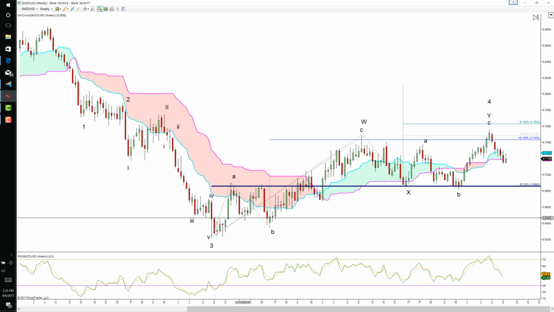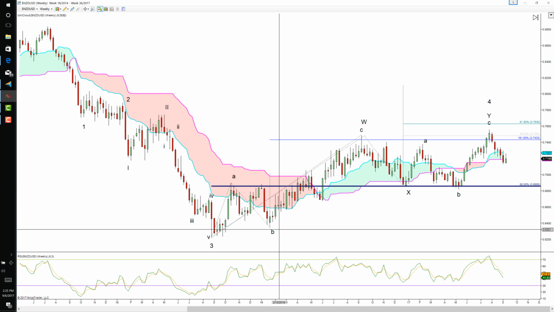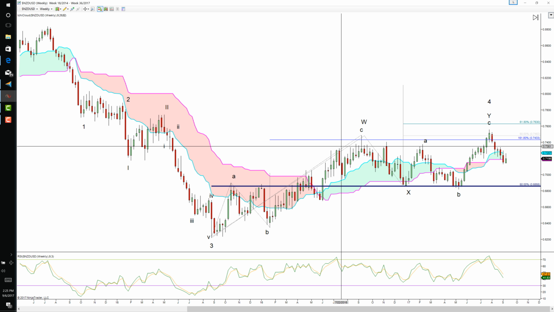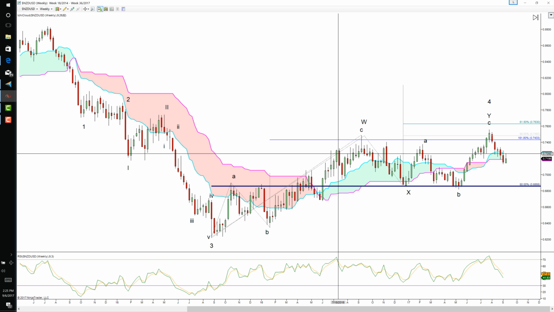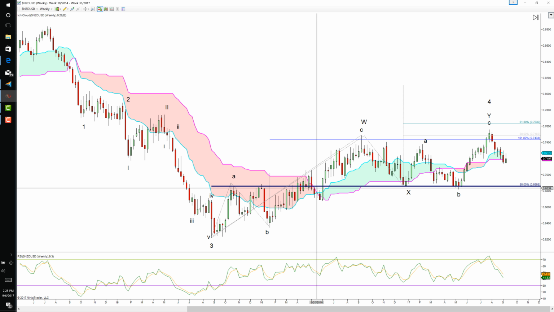Then I have an A here, a B up at the top, which is an expanded flat B. Then a C of B here. And now this entire wave is an ending diagonal. This entire wave here is an ending diagonal wave C, which, in inequality as far as distance, was 1.618 times the length of wave A. So this is why you see 1.618 over here at 74.33.